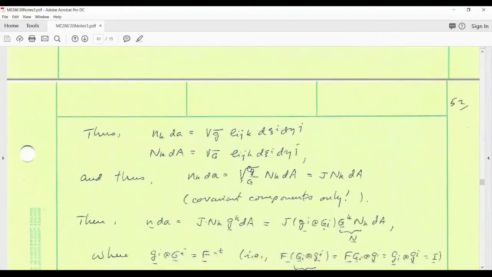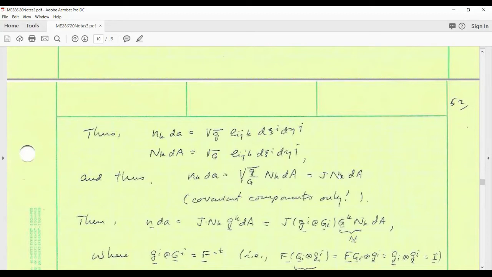Immediately then you see that n sub k dA divided by the square root of small g is the same as capital N sub k d capital A divided by square root of capital G. So multiplying through by root small g, we get this expression. And this is our J, determinant of F. So we have this expression here.